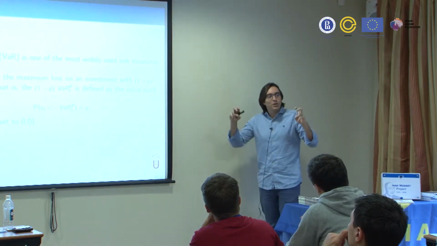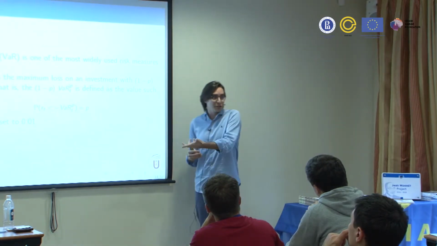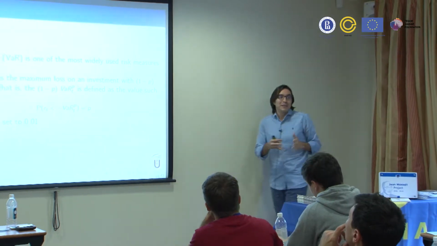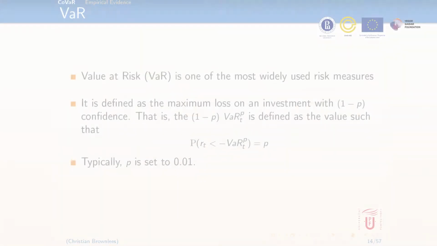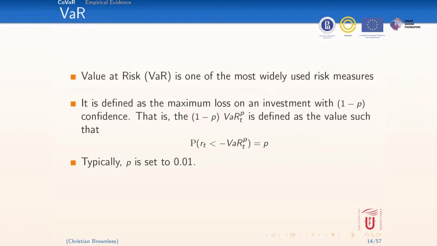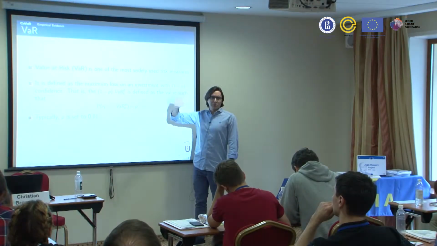Value at risk is a loss, so losses are always positive. The maximum loss of an investment with 1 minus p confidence is going to correspond to the p% quantile, which is going to be a negative number. Since the value at risk has to be positive, we just multiply by -1, okay? But anyway, if that bothers you, ignore it.